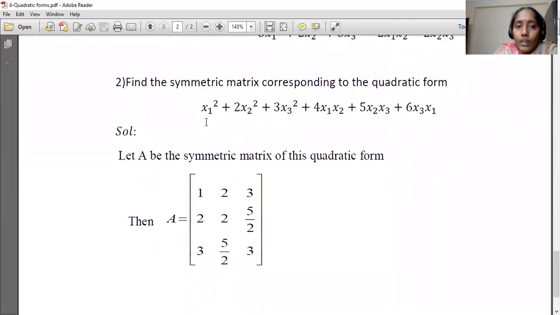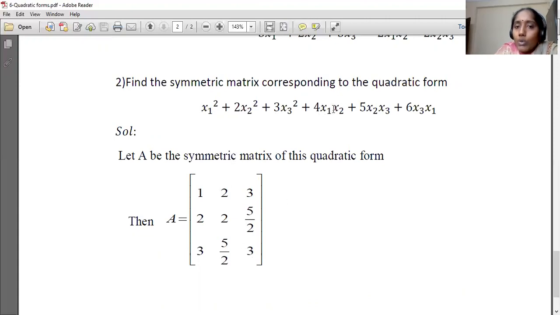Here, observe this. The coefficients of the squares of the variables in the quadratic form are the principal diagonal elements. That is, the coefficient of x1² is 1, x2² is 2, x3² is 3. That means the a11 element is 1, the a22 element is 2, and the x3² coefficient goes in the a33 place, that is 3. So 1, 2, 3 are in the principal diagonal.